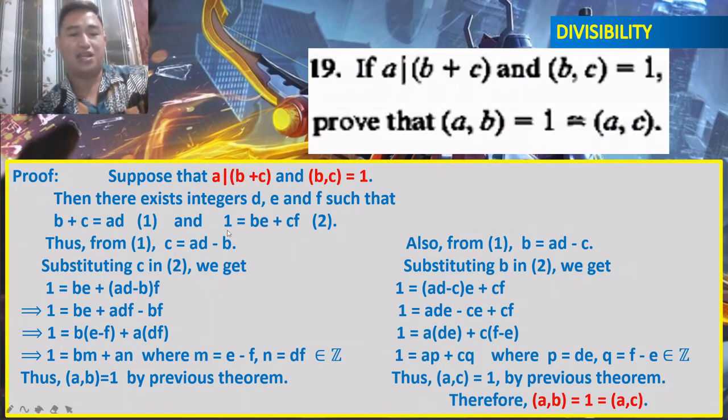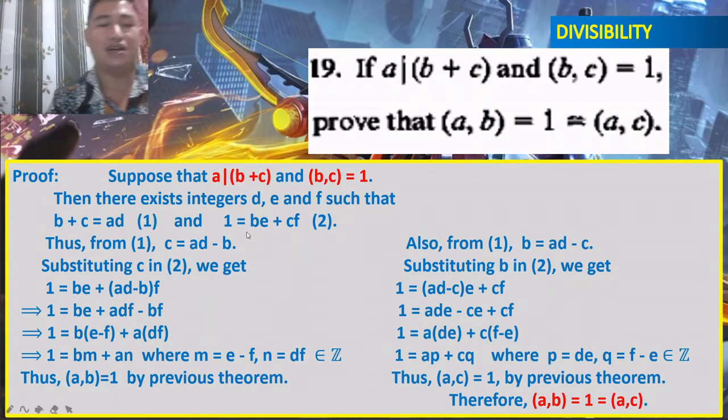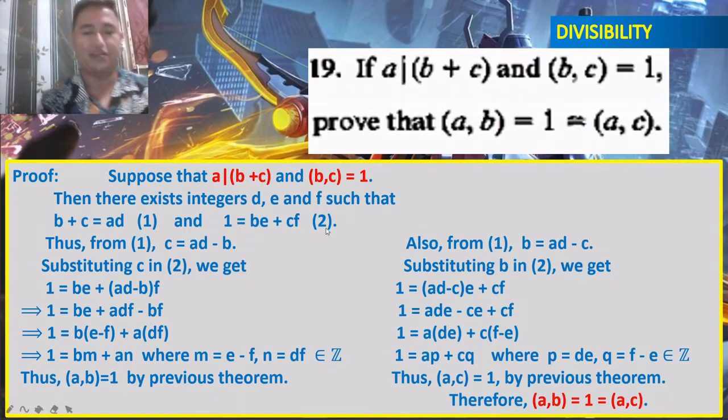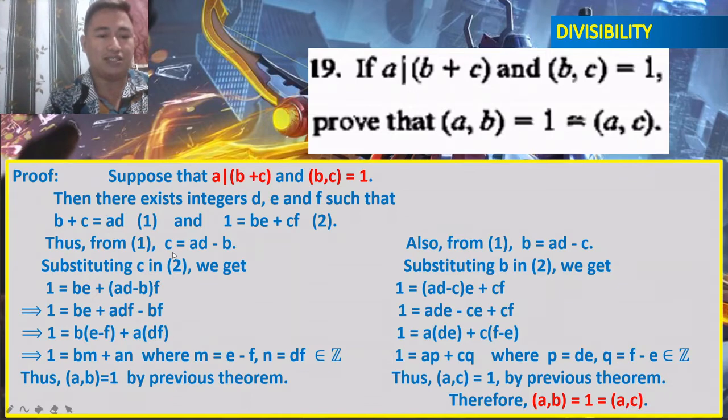We should reason here, class, by that theorem, that we can express D as AU plus BV from earlier. Since the GCD of B and C is 1, it is BE plus CF. Thus, from equation 1, B plus C equals AD. Solve that for C. So C is equal to AD minus B.